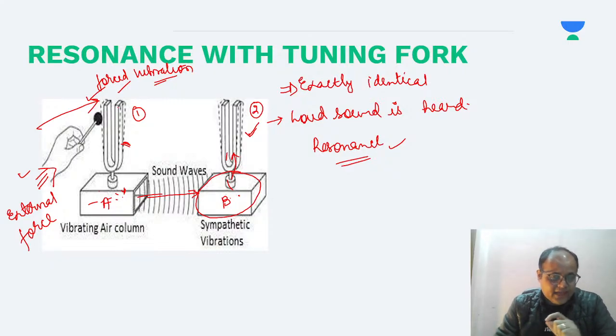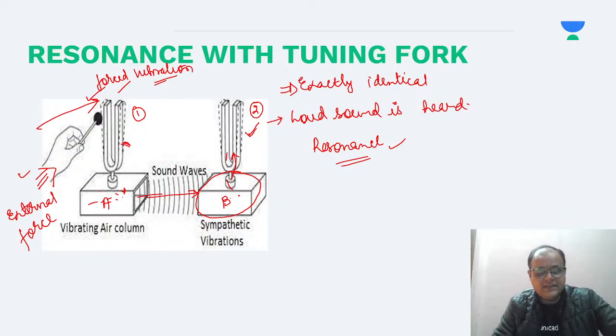We cannot have two tuning forks of different material, different shape, size and all. They have to be identical in all respects. Then only they'll be set into resonance. This is a very, very important condition, right?